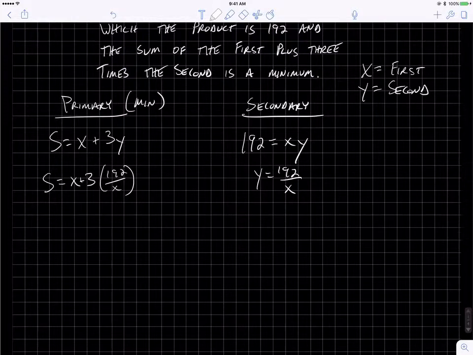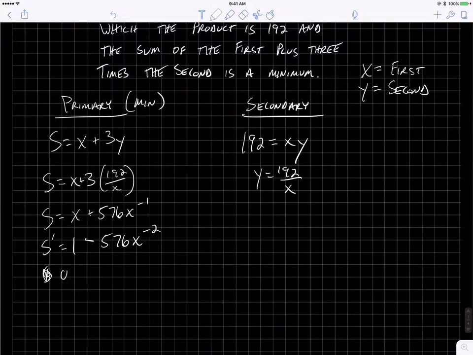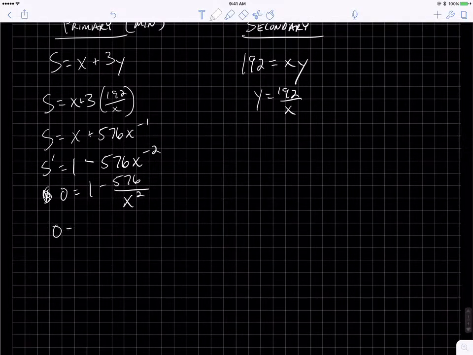So I'm going to simplify before I take the derivative. Let's see here. So it's 576, and we'll bring that x up. Now we can do the derivative. So now we want to set that equal to 0. Since there's a negative exponent, I'll bring that back down. Now that I have a rational function equaling 0, I need a common denominator.